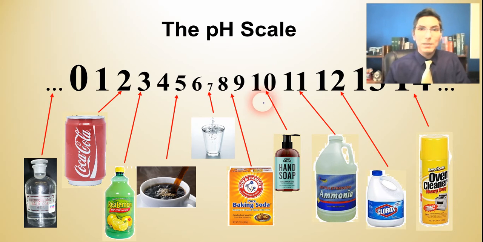So we have hand soap at maybe a 9 or a 10. Once you get beyond that, these are not things you'll want to have on your hands for very long, like ammonia solution or bleach, and certainly oven cleaner. So that's just a very quick graphic of the pH scale.